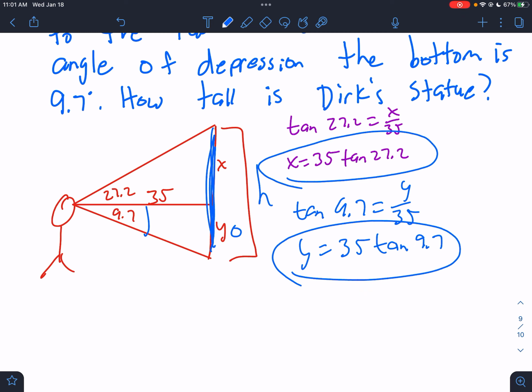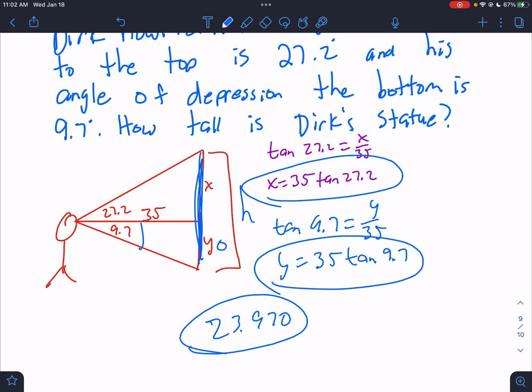I'm going to go ahead and type this one in. Guys, you don't round to the very end. You leave them exact. Only at the end do we round. So I'm literally typing in 35 times the tangent of 27.2 plus 35 times the tangent of 9.7. And I get 23.970. Tough question there.